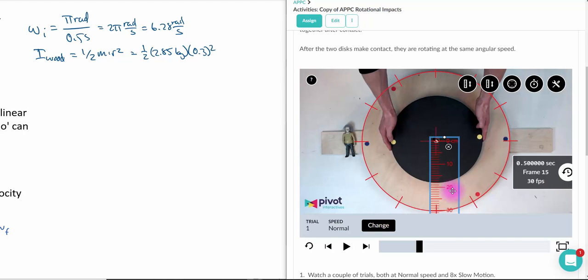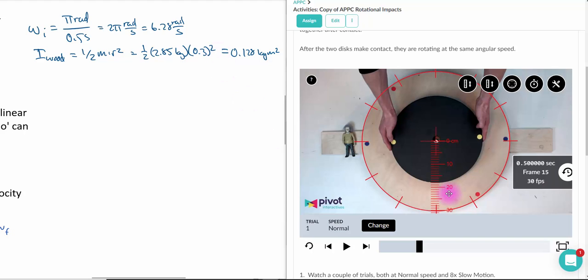And if we calculate that out, we get 0.128 kilograms meter squared. So that's our initial value. So we can use that to calculate an initial angular momentum.